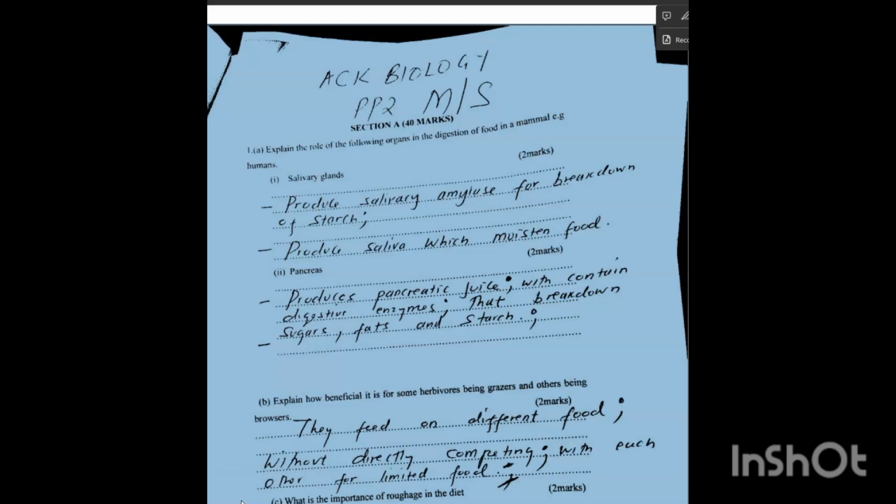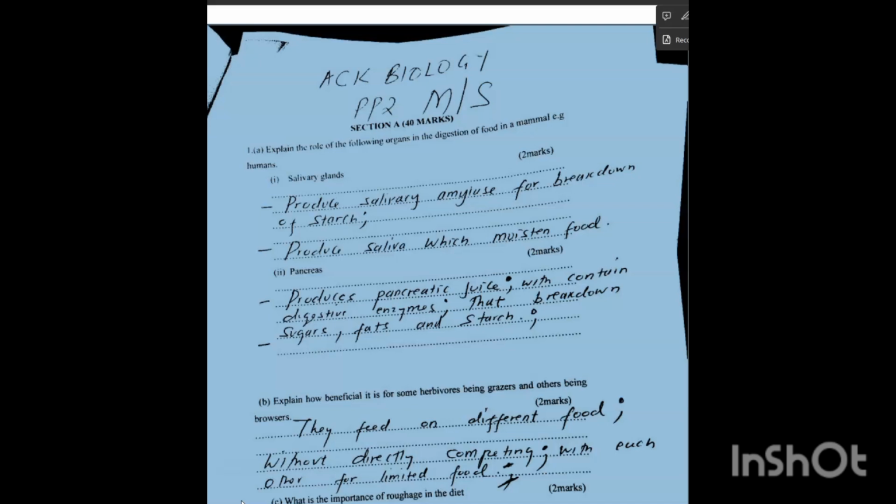The first question is, this is Biology Paper 2. The first question is, explain the role of the following organs in digestion of food in mammals, e.g. salivary gland. The role of salivary gland is to produce salivary amylase. That's an enzyme that helps to break down starch into maltose.